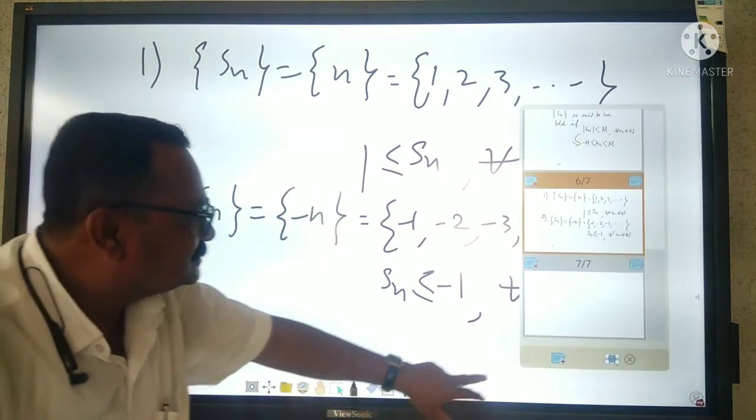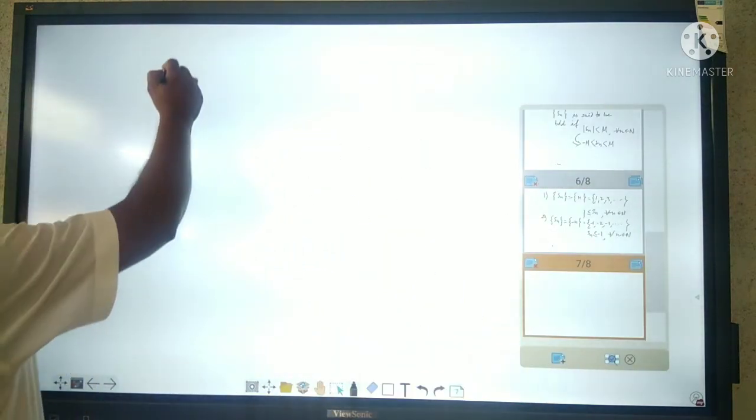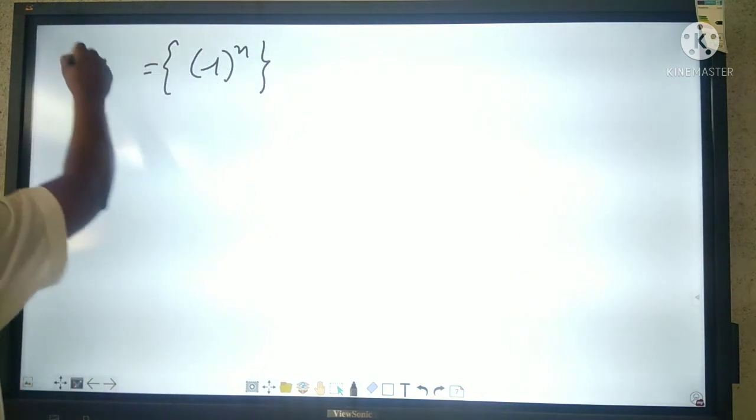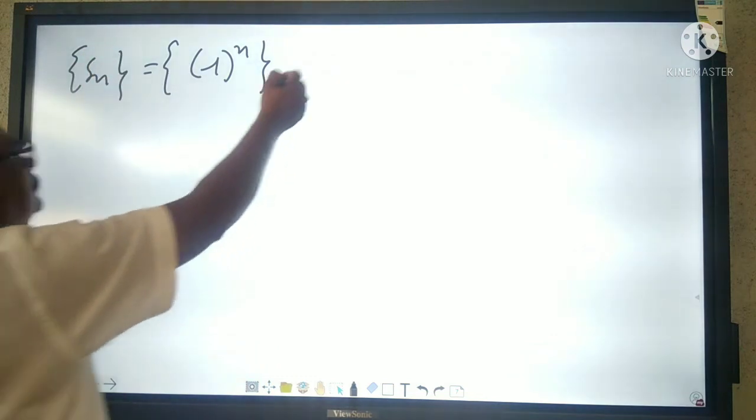Now one more example we take: the sequence minus 1 raised to n. The sequence Sn is minus 1 raised to n.